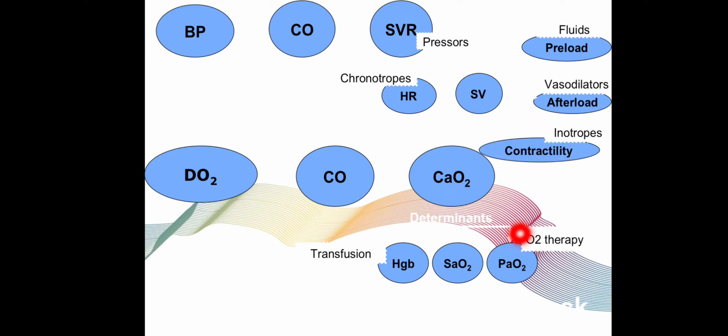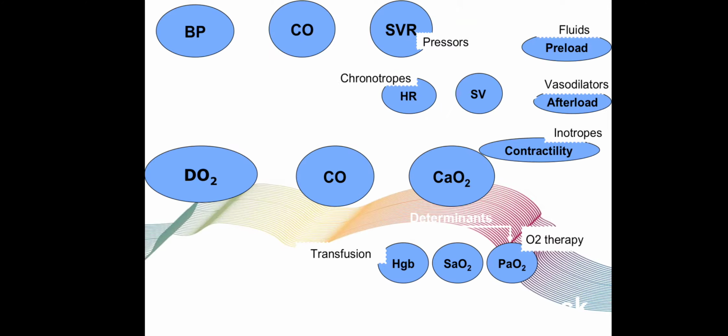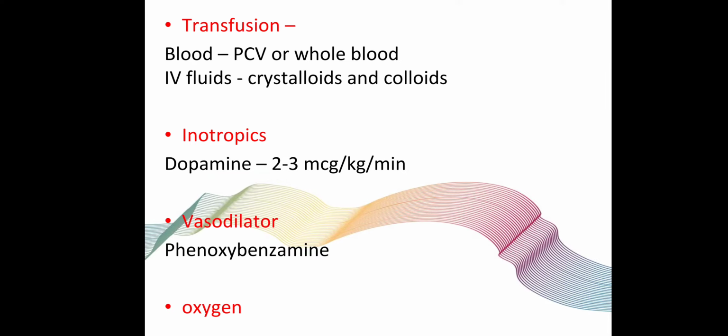Second thing, perfusion is decreased, so I can give oxygen therapy to the patient, right? Additionally, I can give pressor agents and chronotropes. So this is to treat this pathology. These are the treatment options. This is the basic idea or concept of giving treatment. Fluids are required, vasodilators are required, inotropes are required, and oxygen therapy is required to treat hypovolemic shock.